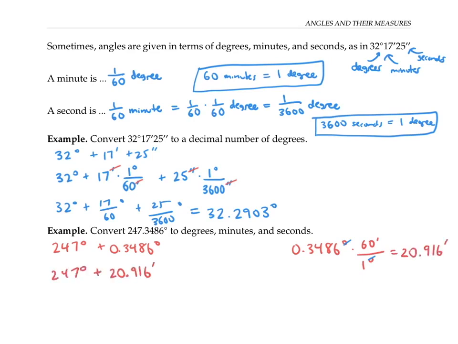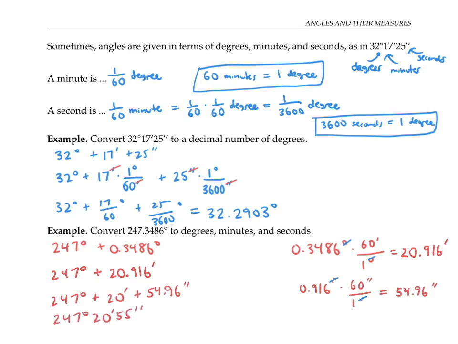Copy this down. And now I'm going to take the 0.916 minutes and convert those to seconds. So I know that there are 60 seconds in 1 minute. So canceling my units again, I just multiply by 60, which gives me 54.96 seconds. I can copy this down as is, or I can round off my seconds and get 247 degrees, 20 minutes, and 55 seconds.